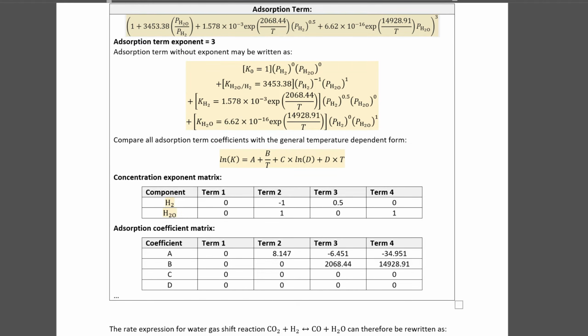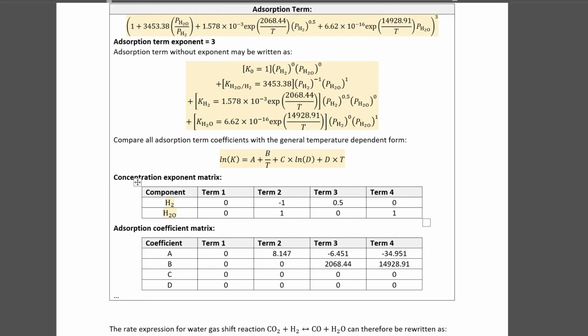Similarly, the second term can be written as the constant term multiplied by the concentrations raised to the powers of orders of those terms, and so on. The concentration exponents for term 1 are 0 for both of these, hydrogen and water. For the second term, it is -1 for the hydrogen and +1 for the water. For the third term, it's 0.5 for hydrogen and 0 for water. For the fourth term, it's 0 for hydrogen and 1 for water. So that defines a matrix of the concentration exponents.